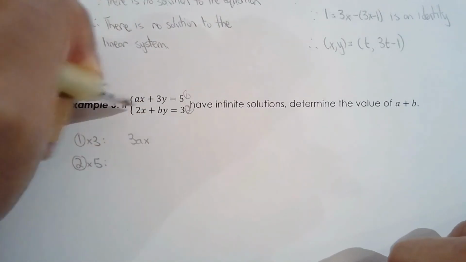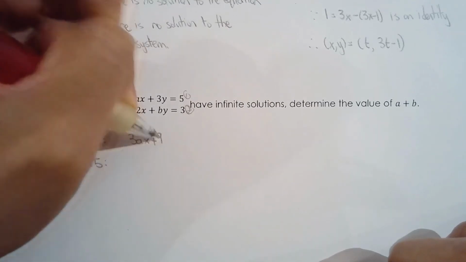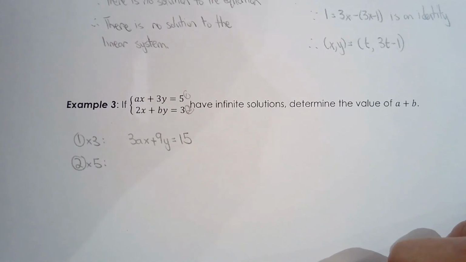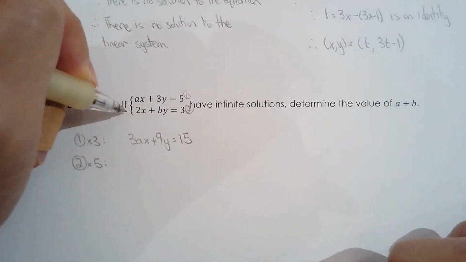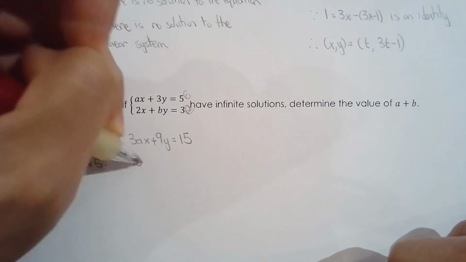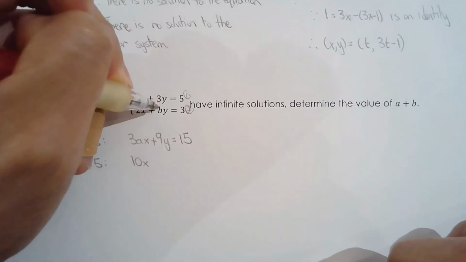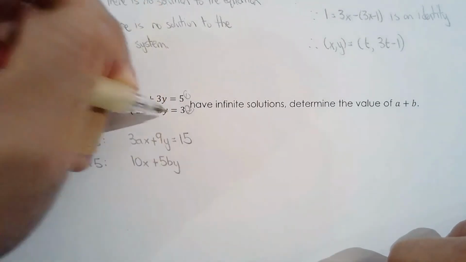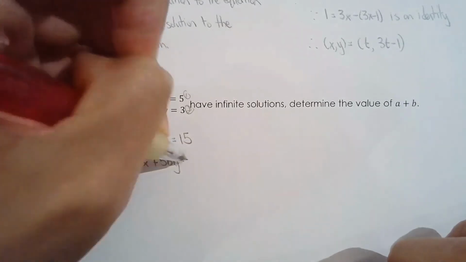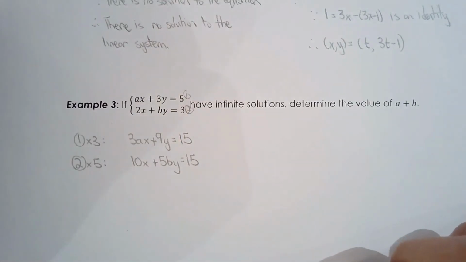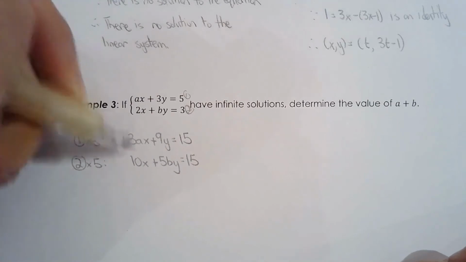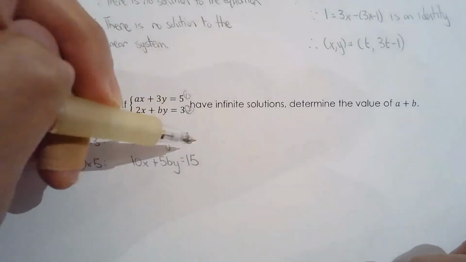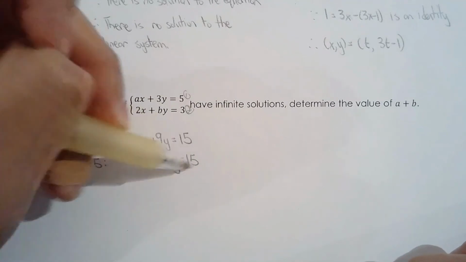So this becomes 3ax, this becomes 9y, and this is the 15 I really wanted to see. And then this is going to become 10x, and this is going to become 5by, and 5 times 15, of course we want to see that 15. Let's quickly check. 2 times 5 is 10. Okay, good.